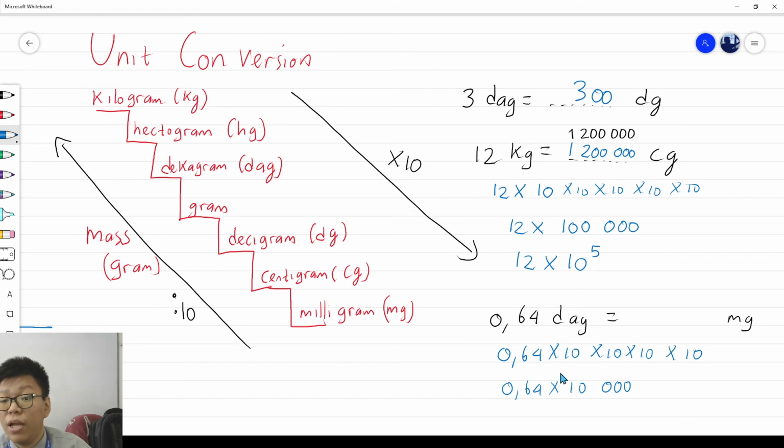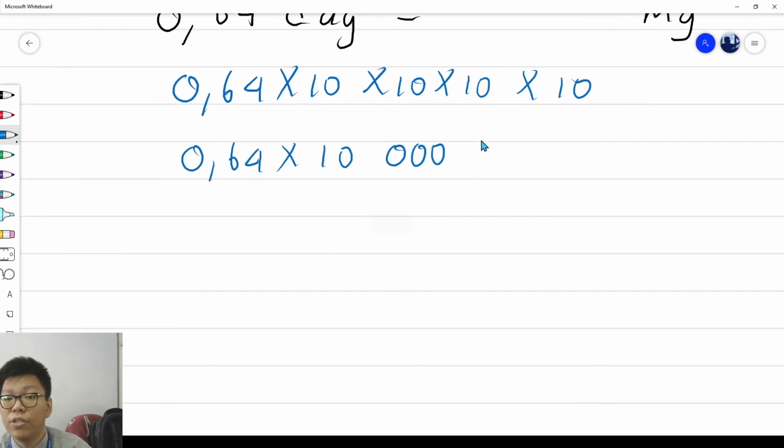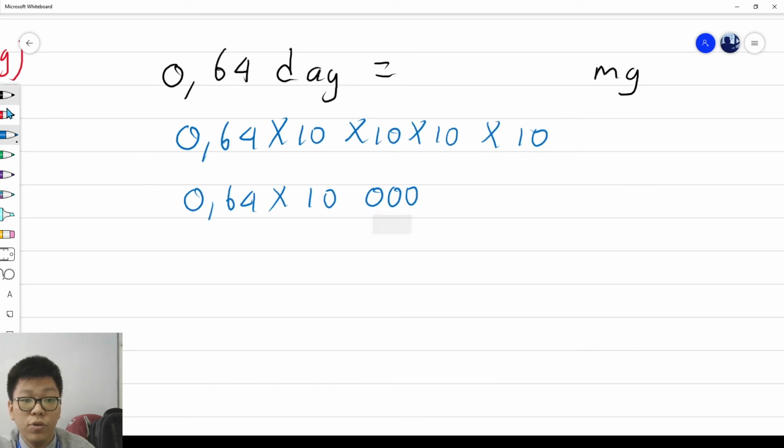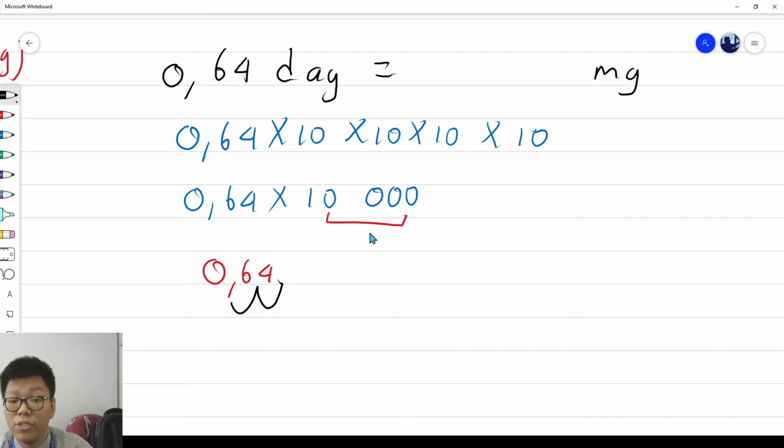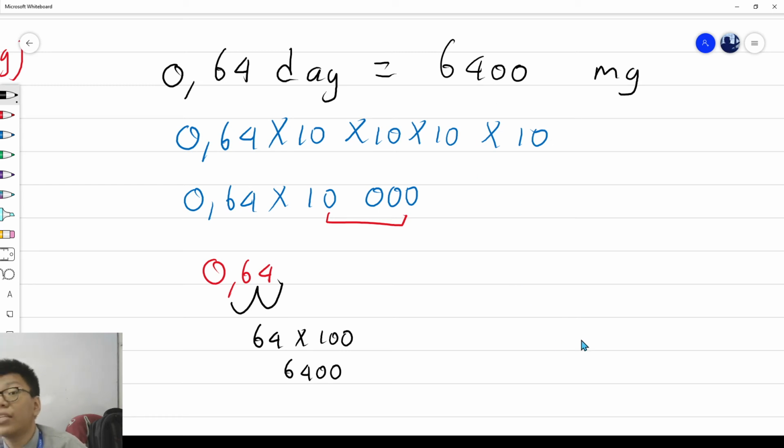Okay, do you remember how to move the comma? I'm gonna zoom in here. So first, you have 0.64, right? So you need to move the comma 4 times. 1, 2, and then the comma is gone. You can write it as 64 times 100 like this, and you continue on. So you will put 2 zeros. The result will be 6400. Again, if you have question, please write it down and ask me when we meet, okay?